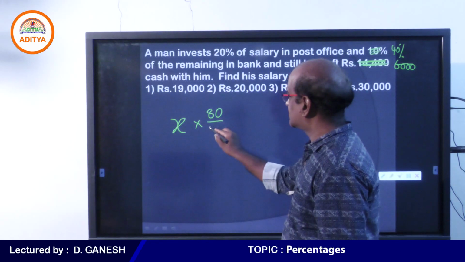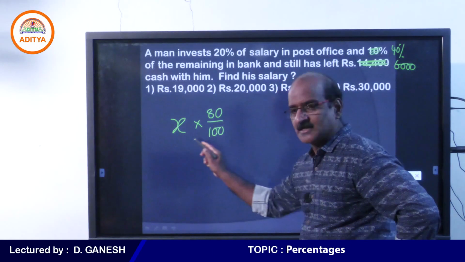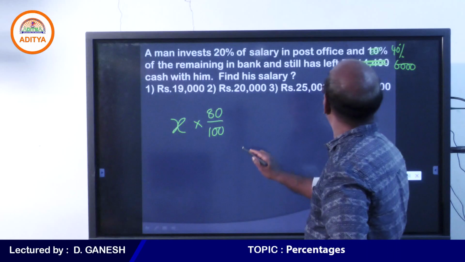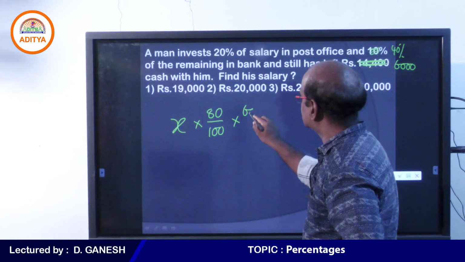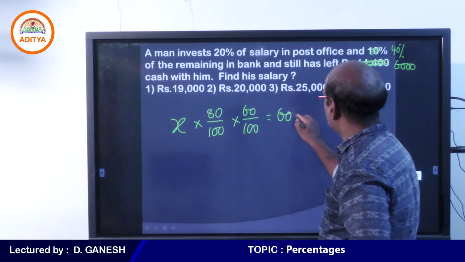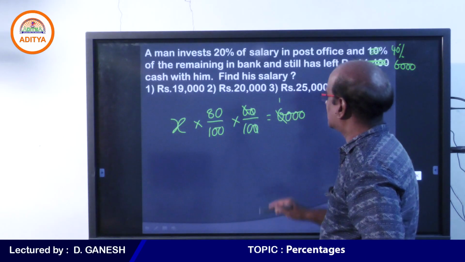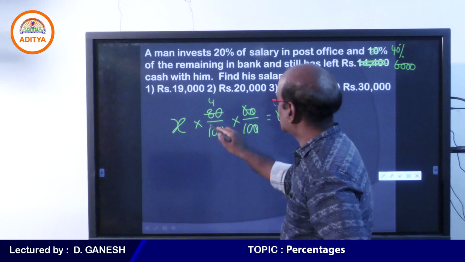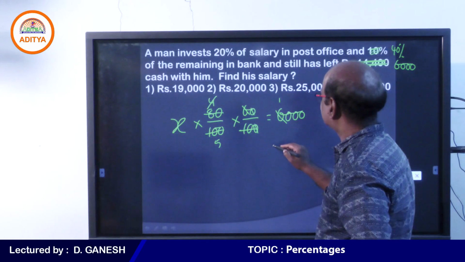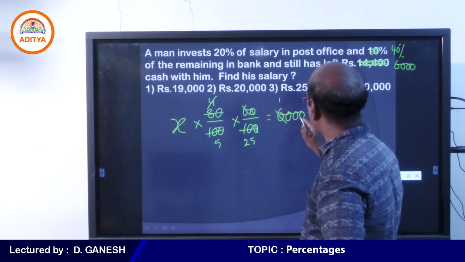After investing 20%, tell me how much he left with? What is this, my dear students? This is the remaining salary after spending 20% in post office, and from this he spends 40%, which means he left with 60%. That remaining amount is equal to 6,000. Come on student, yes, you can easily do this question. So this is 4 times, this is 5 times, and 4 cancels. Yeah, you can take 25 and you can cancel this.